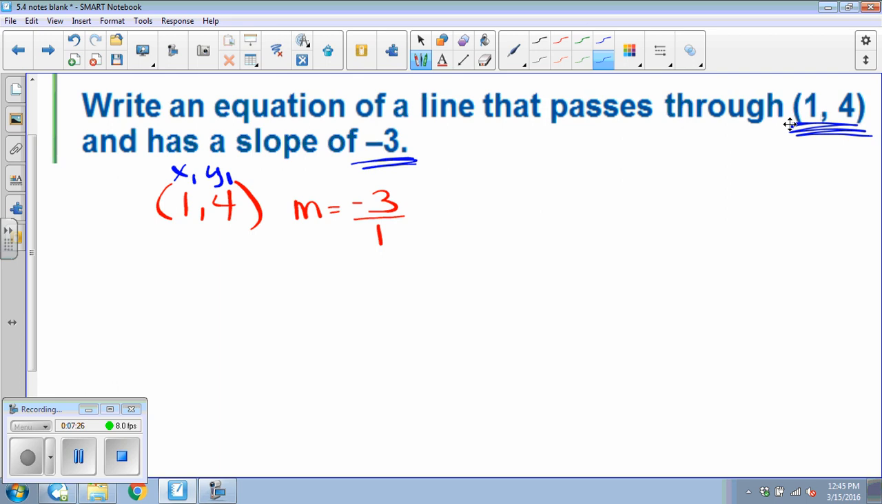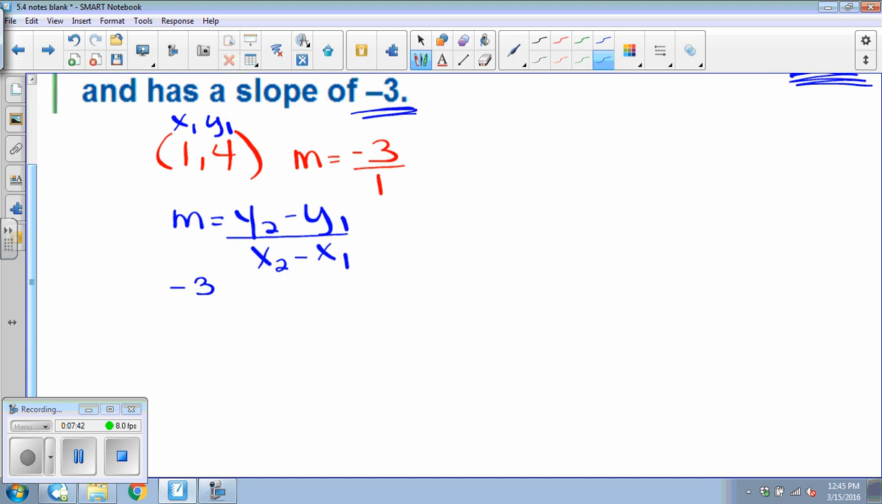So we have X1, we have Y1, and we have m. Let's write our slope formula and plug those in. Then we'll just cross multiply and get y by itself. So, m equals y2 minus y1 over x2 minus x1. What's m? So negative 3 over 1 equals. What do I do with y2 and x2? Keep them there. Just keep them x and y. Okay? You don't need the names anymore. So that's y minus something. What's that something? 4. Over x minus something. What's that something? 1.